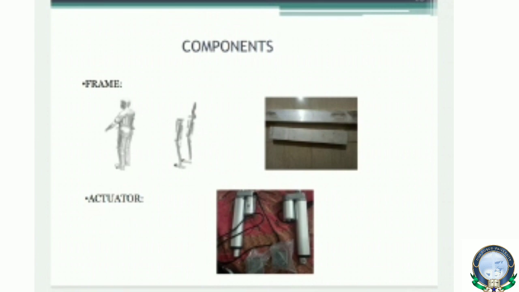The first component is frame. The frame is rectangular parts whose structure is made of aluminum. Parts are joined together to get the structure which is the chassis of the whole exoskeleton. Holes and mountings have been done in the frame to hold the actuator and the links.